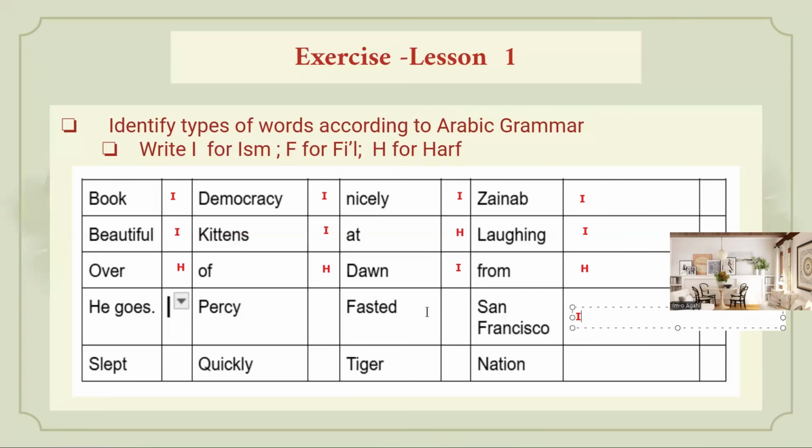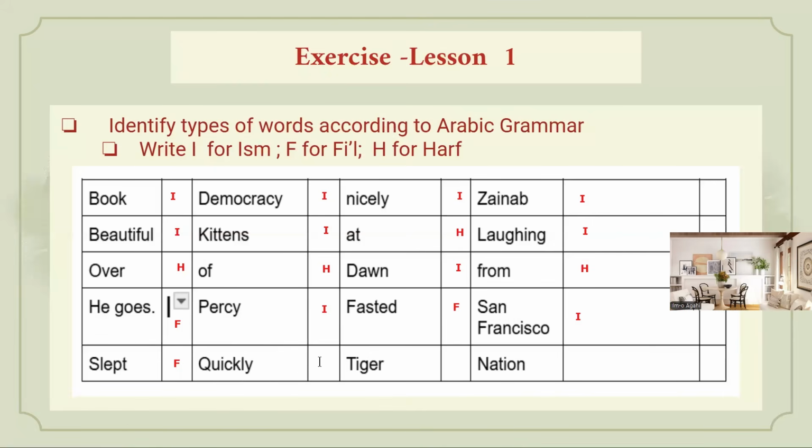Fasted. So the action, fasting, happened in the past. So this is fail. He goes, fail. Percy, name of a boy. So ism. Slept, again, action plus time. Time is in the past. So this is fail. Tiger, an animal, name of an animal.